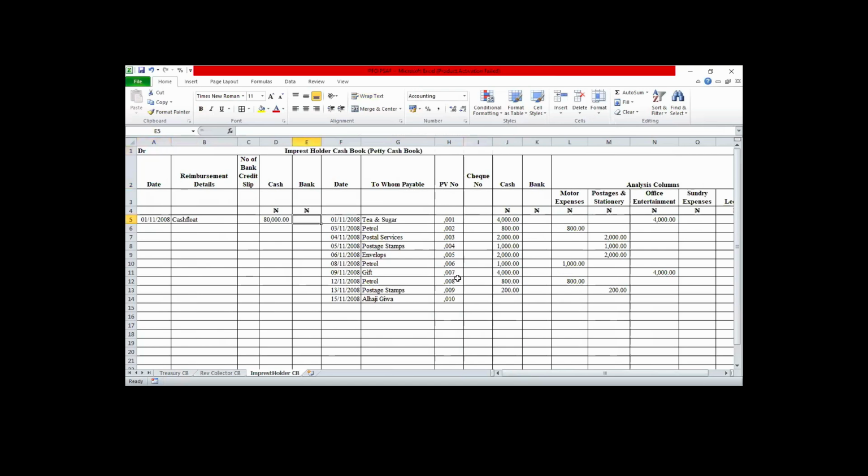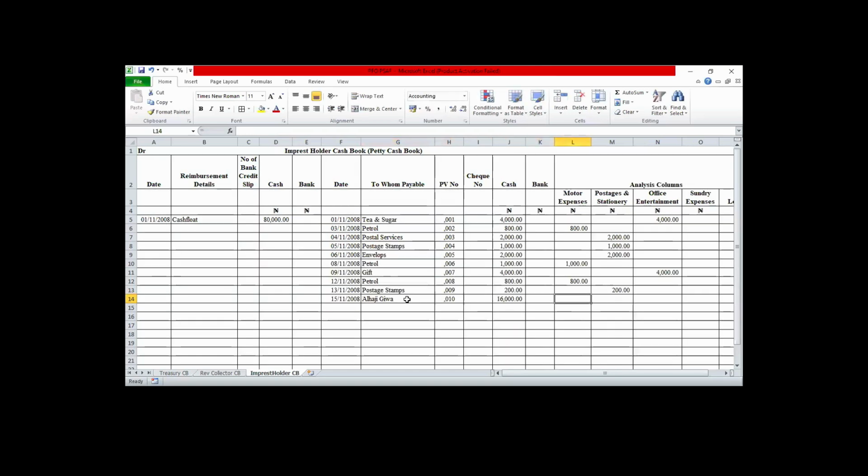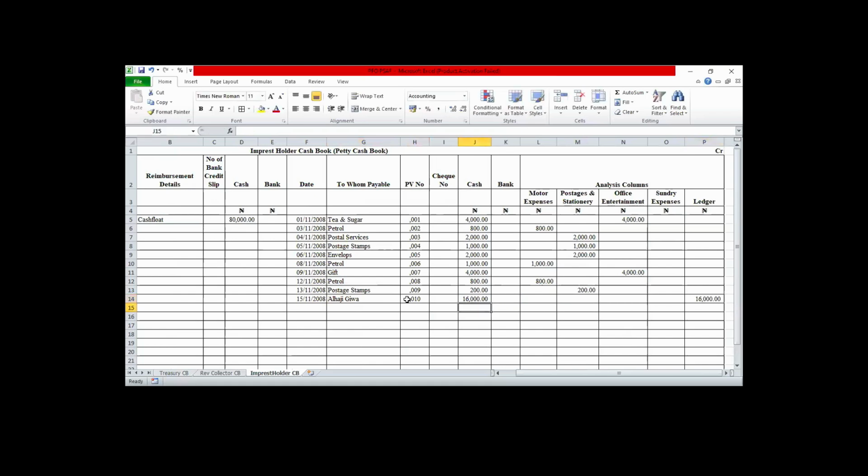Okay, shall we, please? Alhaji Giwa, how much is the figure for Alhaji Giwa? 16,000. Then that goes to ledger account. The next one, 16th of November, Olamide ledger account. Olamide, 10,000.